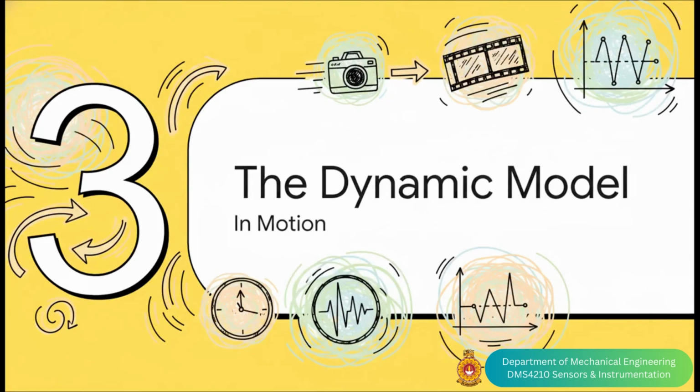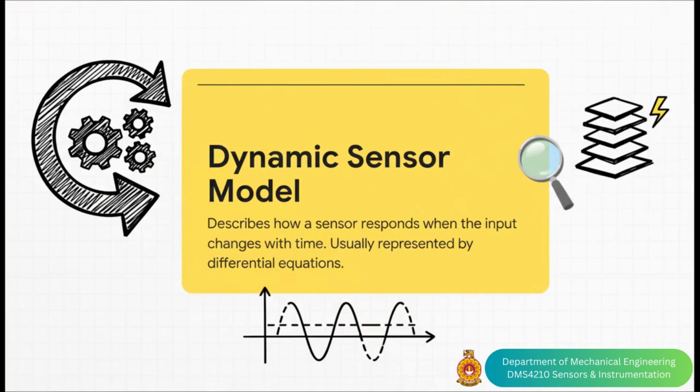Of course, the real world rarely holds still, right? And that is exactly where the dynamic model comes into play. If the static model was a photograph, then the dynamic model is a full-on motion picture. It describes how a sensor reacts over time, because in the real world, sensors are never truly instant. And there's a reason for that delay. It's just physics. Things have mass, or inertia, or what's called capacitance.